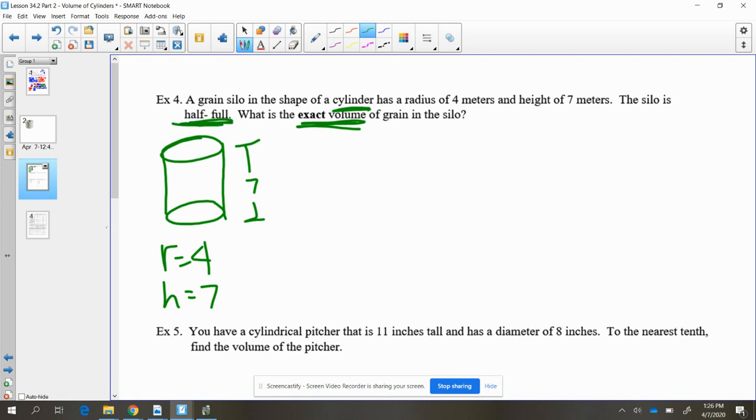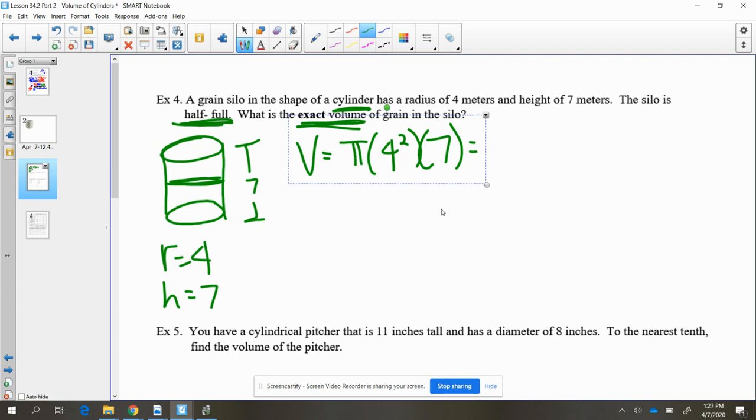So a couple things here we need to take into consideration. We want the exact answer, so we're not going to type pi into our calculators, and we're going to need to account for the fact that we're only going to fill this thing up halfway. So if we find the total volume, we know that that is pi times our radius squared times our height. Again, if we're leaving this answer as exact, you're not going to type pi into the calculator. So you're just going to type in 4 squared times 7, which is 112. However, pi does go with this answer.